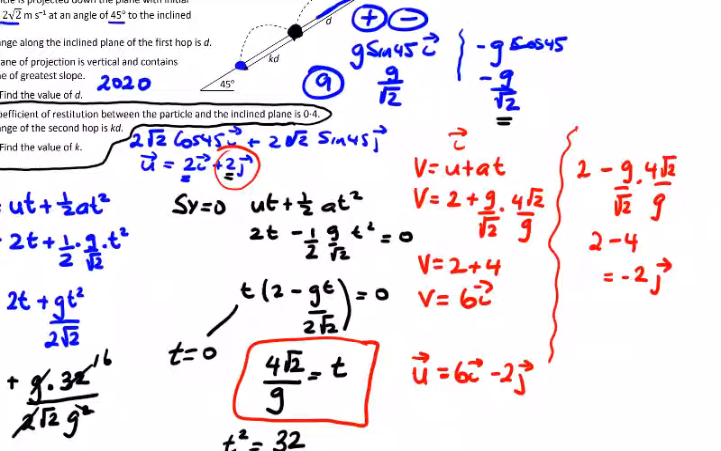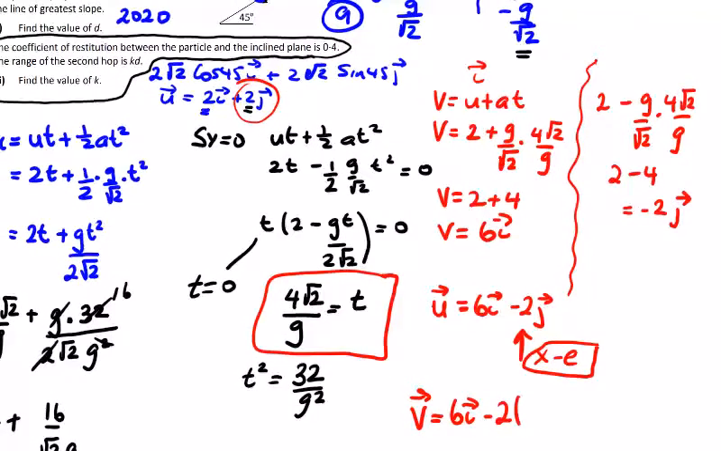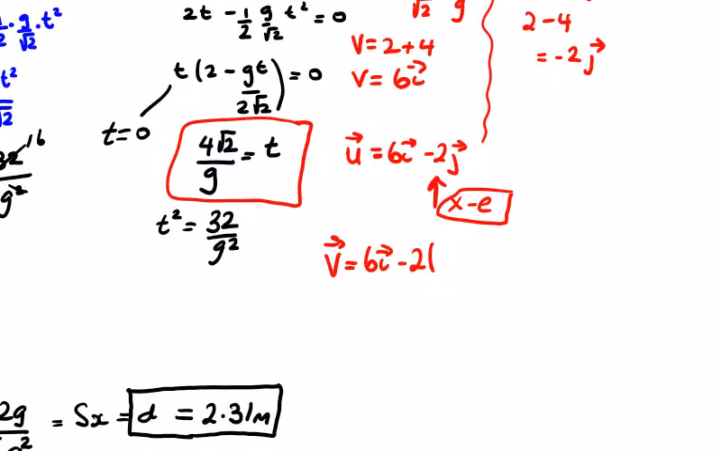Now applying minus e to the j component, we have to multiply by minus e. Our new velocity vector will be 6i minus 2 by minus 0.4 in the j direction. So after impact, it's going to have a velocity of 6i plus 2 by 0.4, or 0.8, in the j direction.